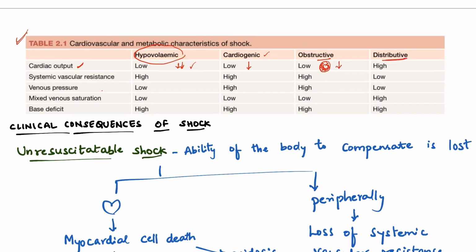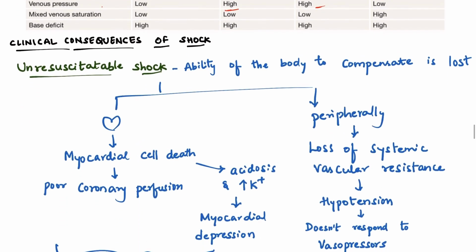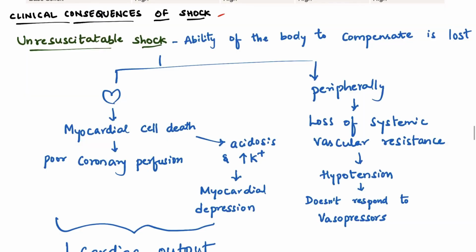But in case of distributive, it is always high. So the exception is distributive shock. Systemic vascular resistance is high in all the cases except distributive shock. And venous pressure will be high in case of cardiogenic and obstructive shock. Okay, next comes the clinical consequences of shock.